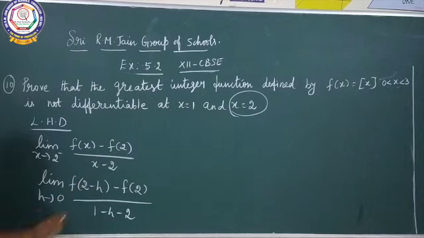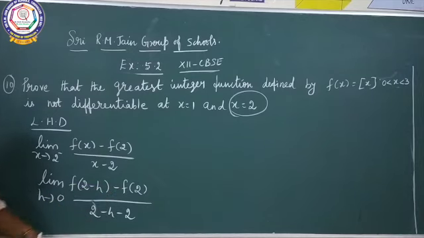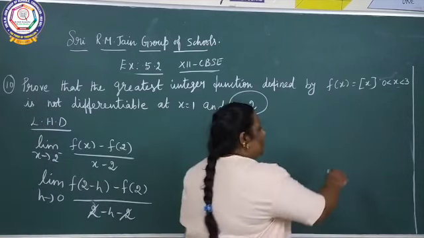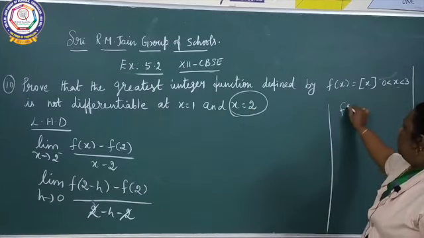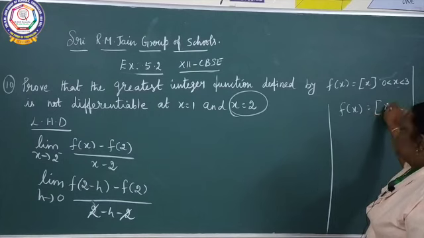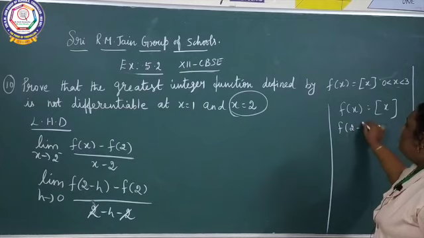Are we clear? Because x tends to 2, we get f of 2 minus h minus f of 2 by 2 minus h minus 2. The 2 gets canceled. See here, we can see it in the rough work column. Here f of x equal to the greatest integer of x. What is the value of f of 2 minus h?